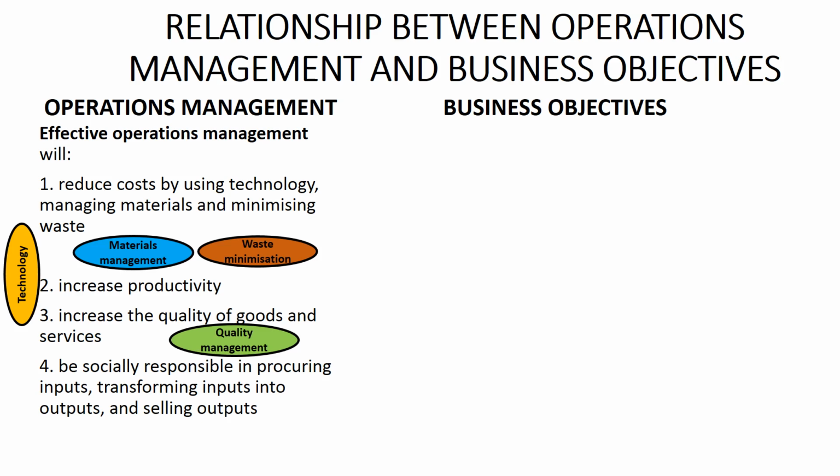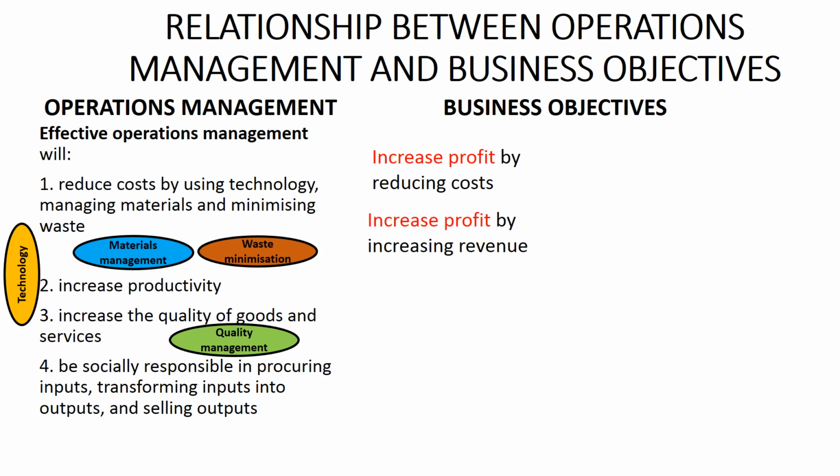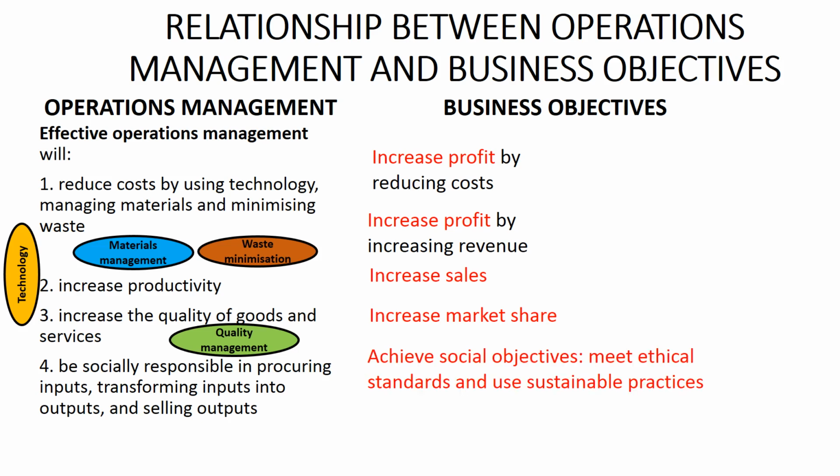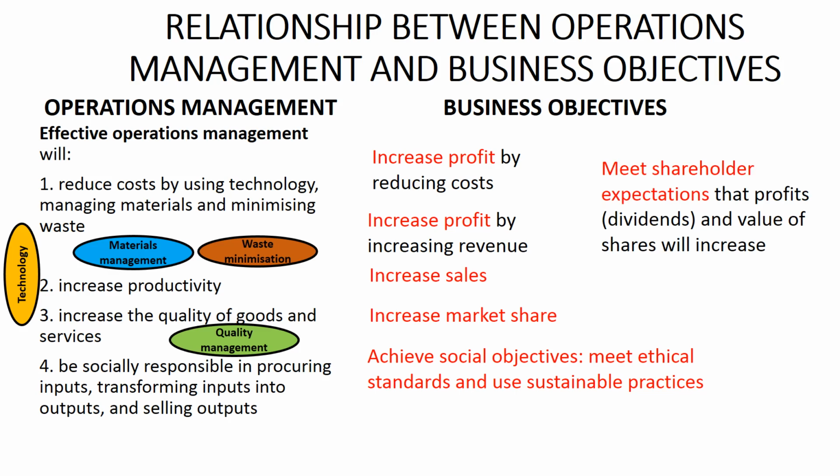Now, we know from outcome 1 that there are a number of business objectives that businesses may have. Most businesses have the business objective of increasing profits, either by reducing their costs or by increasing their revenue. Many businesses also have the business objective of increasing their sales or increasing their market share. In addition, some businesses have the business objective of achieving social objectives, which they do by meeting certain ethical standards or using different kinds of sustainable practices. Finally, many businesses have the business objective of meeting shareholder expectations.